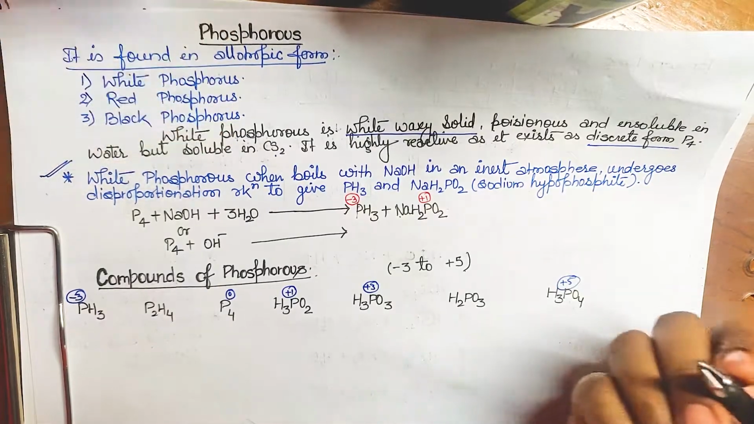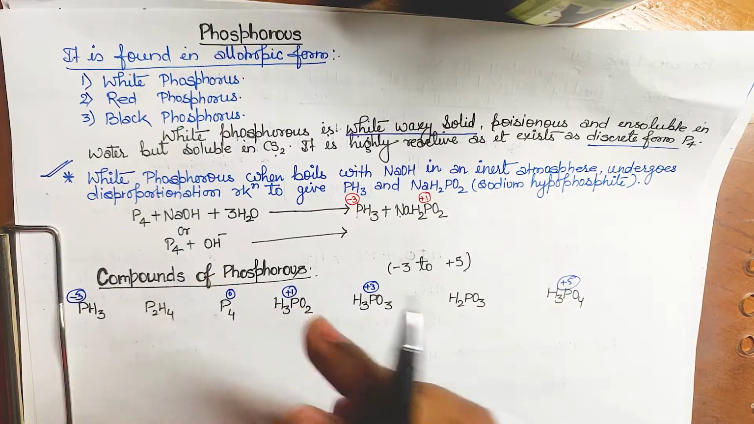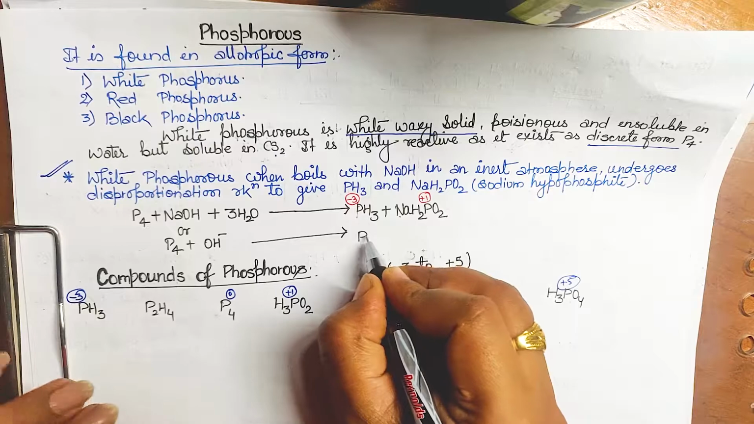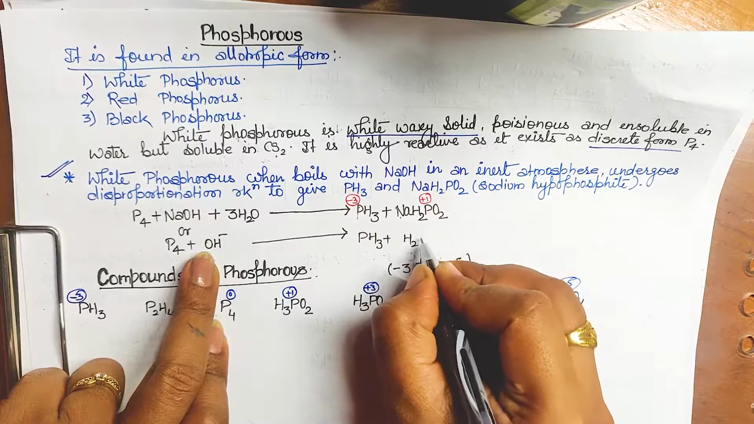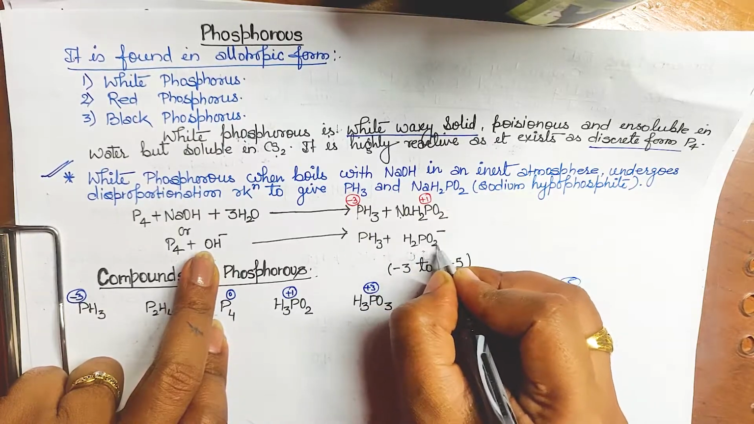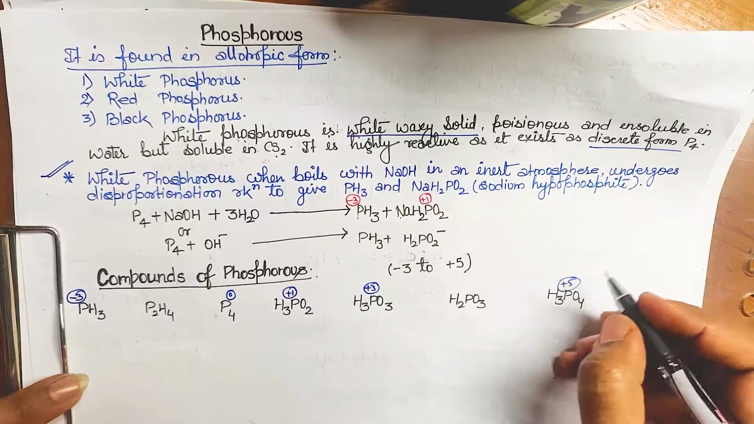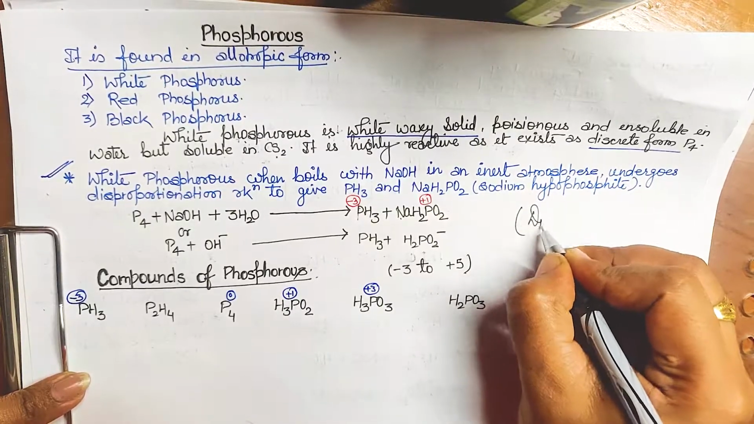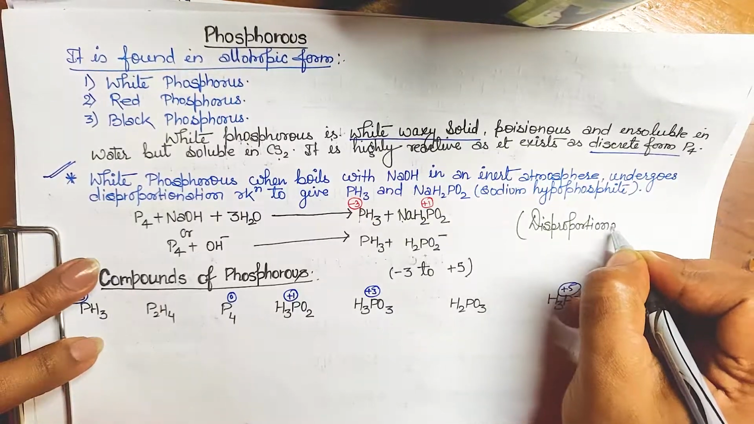Got it? Okay. So now, if we write it in ionic form, what will we write? The same thing; this is not going to change. And in ionic form, we will remove this Na, and it will be H2PO2 minus. Got it? So this is the disproportionation reaction of P4 phosphorus. I hope it is clear. And this is what we say: it is an example of a disproportionation reaction.